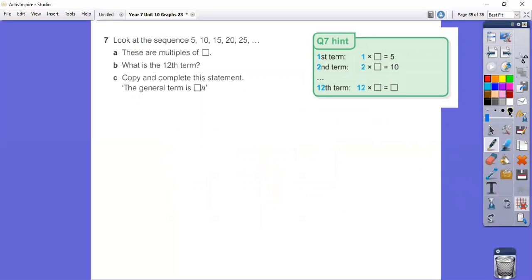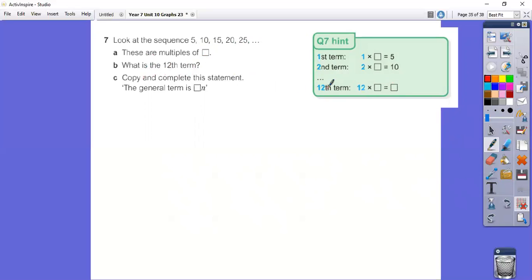Question 7, look at the sequence 5, 10, 15, 20, 25. These are the multiples of what? So again, if you look at the hint, it says the first term is 1 times what gives me 5? Well, that's going to be 5. Second term, 2 times 5, that's going to give you 10. If you continue with this, 12 times 5 will give me 60. So these are the multiples of 5. It's the 5 times table.